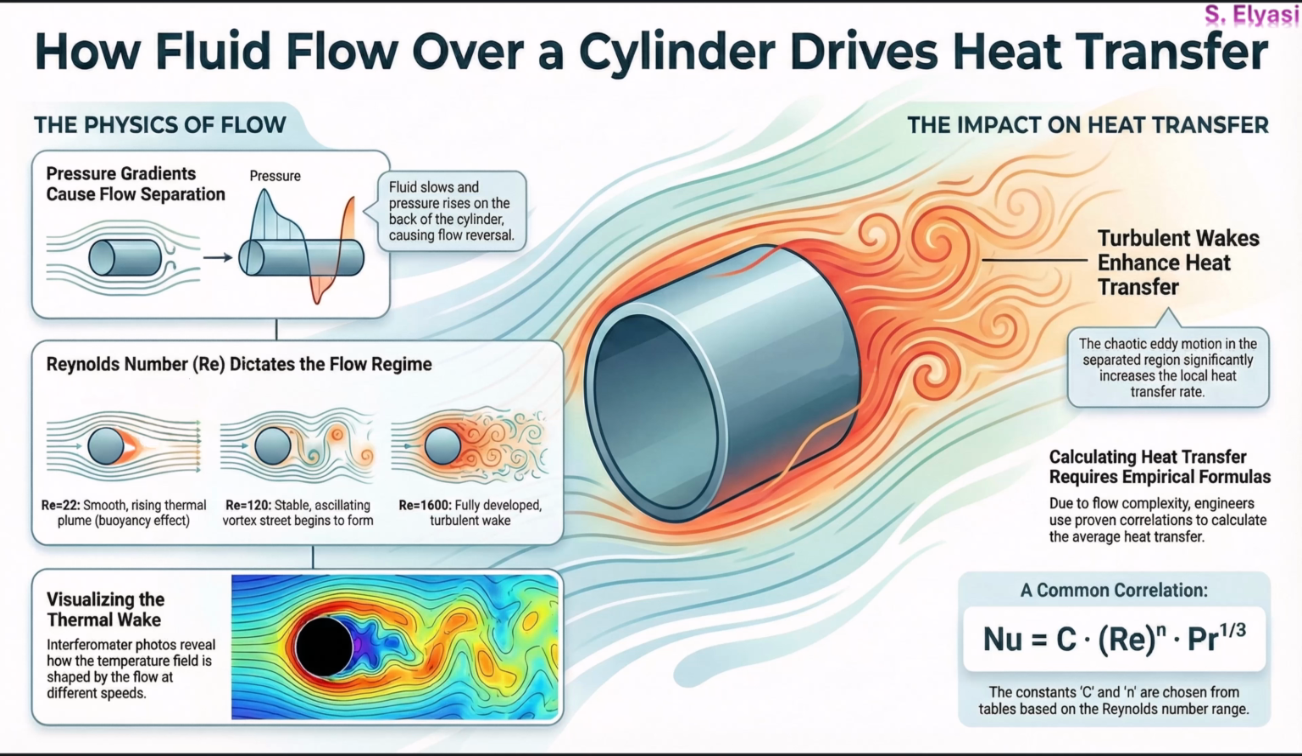So really, understanding that connection between pressure, the Reynolds number, and that flow separation, that is the key. It's essential if you want to design effective forced convection systems and really nail your thermal management.